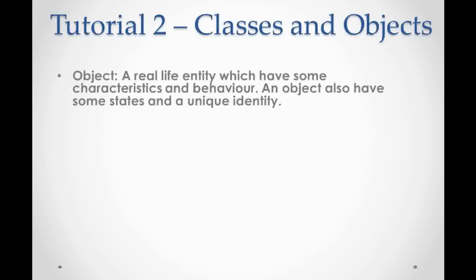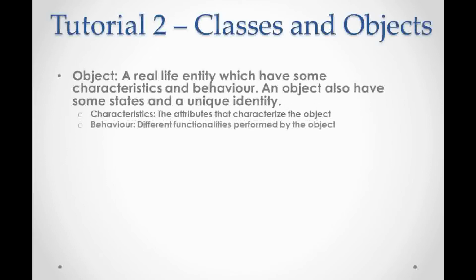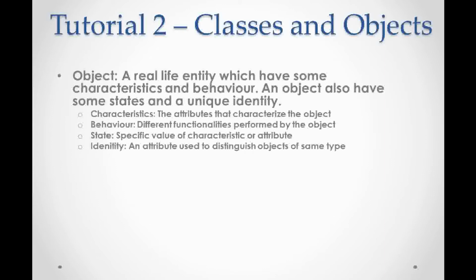Objects are real-life entities which have some characteristics and behavior. An object also has some state and a unique identity, where characteristics are the attributes that characterize the object. Behavior is the different functionalities performed by the object. State is a specific value of a characteristic or attribute, and identity is used to distinguish between objects of the same type. So, objects are all those real-life entities on which we basically need to create a program.